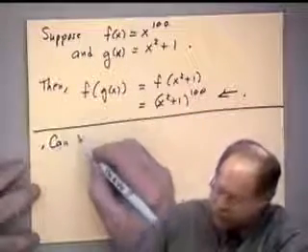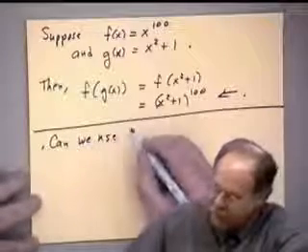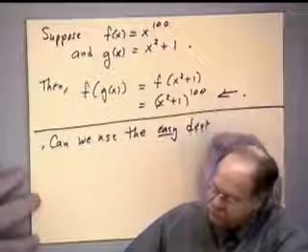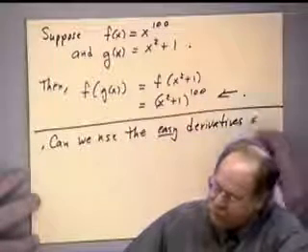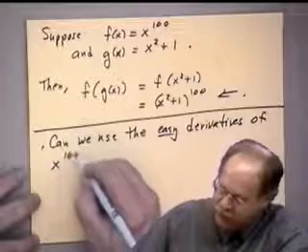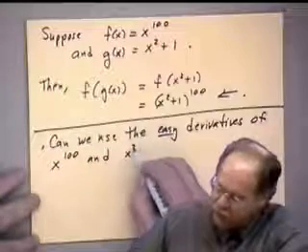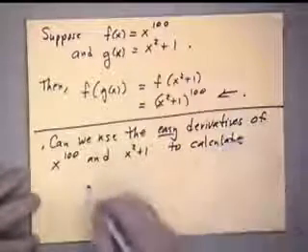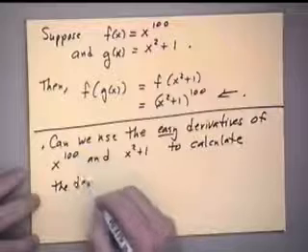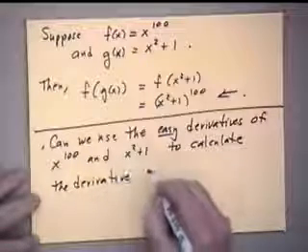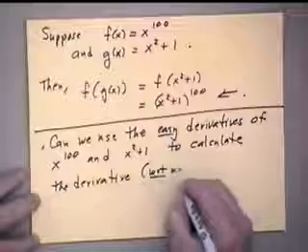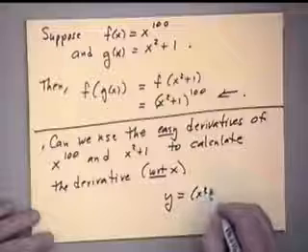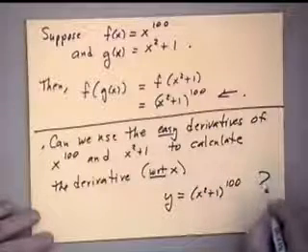So that raises the question. Let's go ahead and write the question down. Can we use the easy derivatives of these two functions, x to the 100 and x squared plus 1, to calculate the derivative we are interested in? To calculate the derivative, and of course we are interested in the derivative with respect to x, and that will have meaning later, of the function y equals x squared plus 1 to the 100. Can we do that?